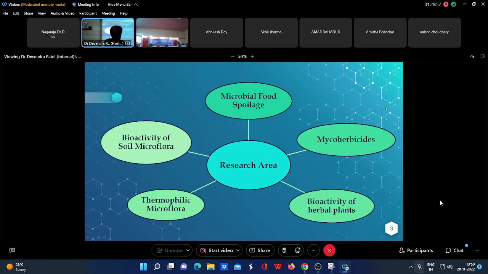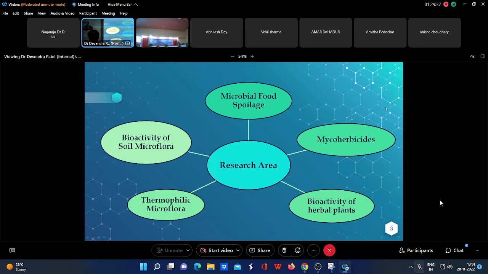My first slide. These are research areas. Of course, I started from the basic taxonomical studies, or diversity studies, then I went to their application, that is how they can be used, for example the mushroom Agaricus bisporus. As far as their ability is concerned, it can be utilized for stimulation because thermophilic fungi are involved. I worked on the thermophilic fungi. Then my other area was the activity of herbal plants, then food spoilage, and lastly I worked in the area of mycoherbicides.